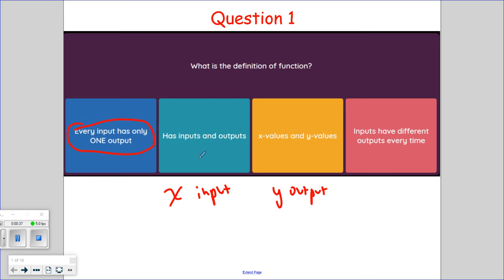Let's see. Has inputs and outputs? No, not necessarily, because you have non-functions that have inputs and outputs. X values and Y values, that's nice, but that's not enough. And inputs have different outputs every time. That doesn't even make sense. Inputs have different outputs every time. Not necessarily. So that's the first problem.